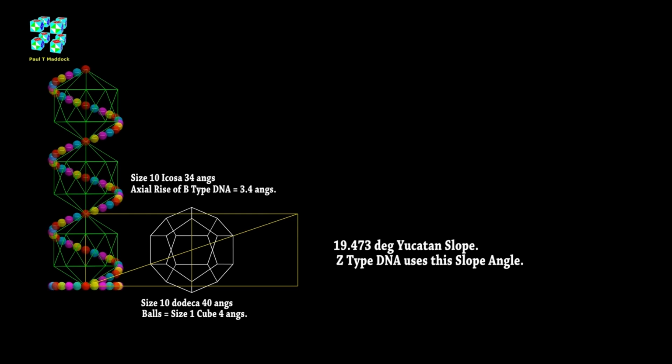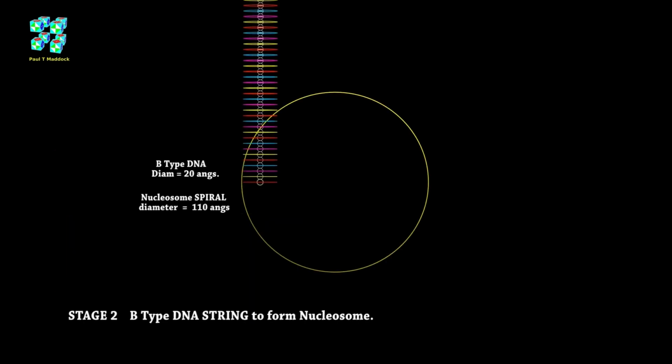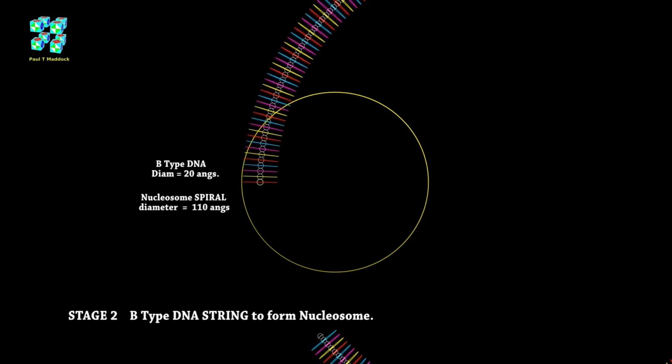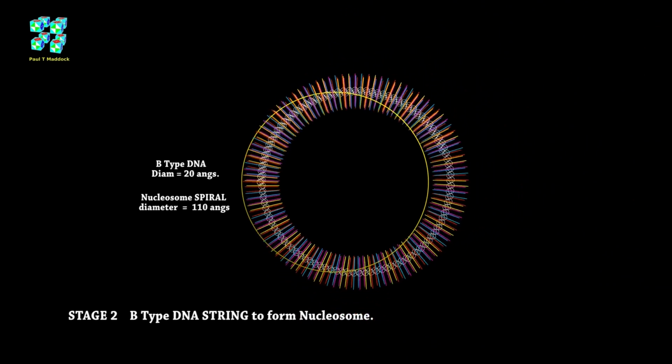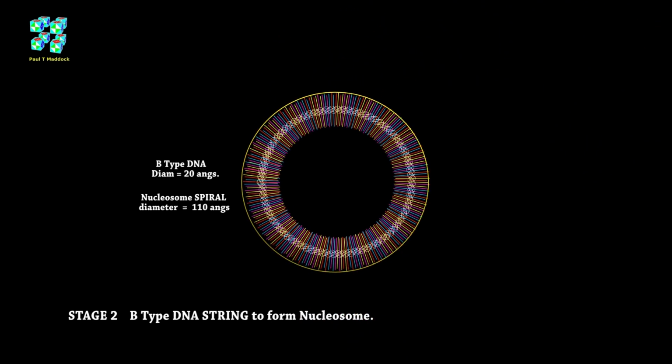Okay, I think we've covered the first stage of using quad step for the 3 types of DNA. So now we can say we're going into the second stage, and this is the forming of a nucleosome. Now in my last video on accurate DNA nucleosomes, I showed that the B-type DNA would make a spiral as shown. Now this was achieved by using my quad step hierarchical system.